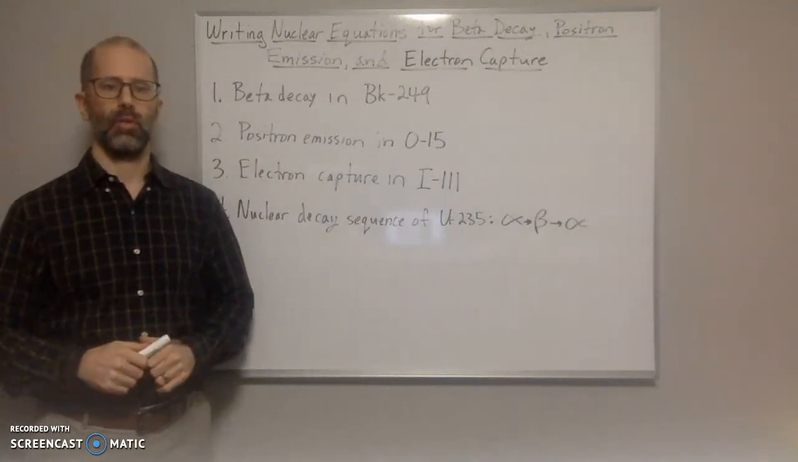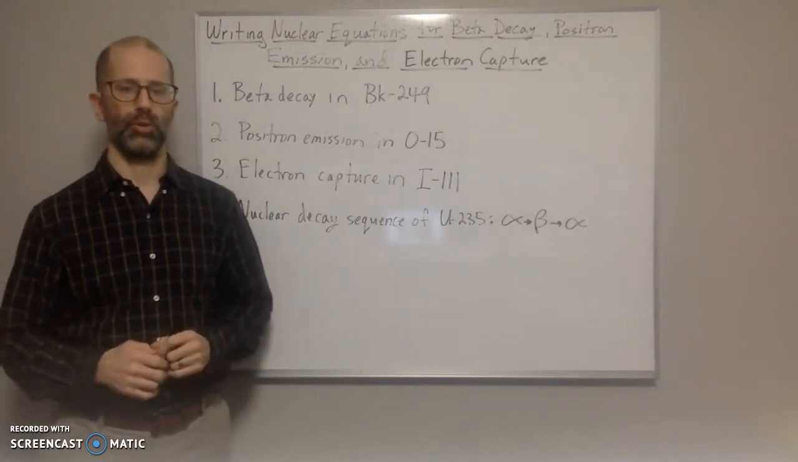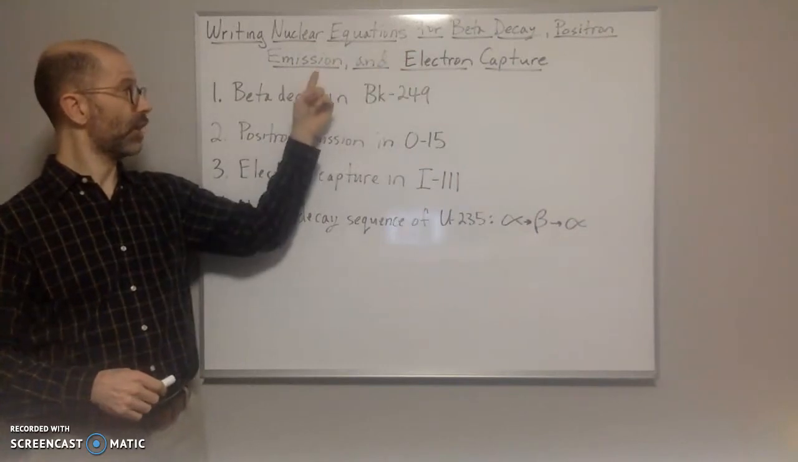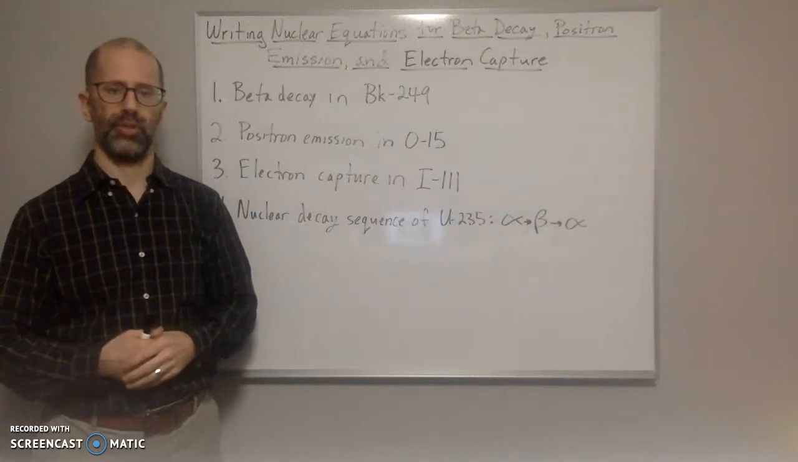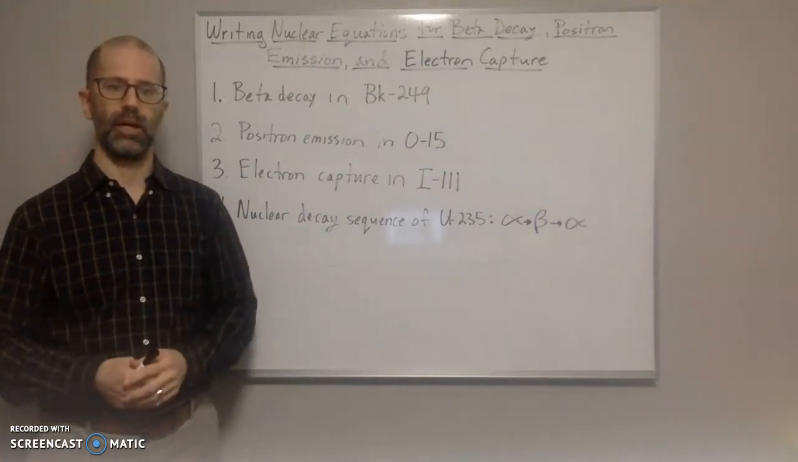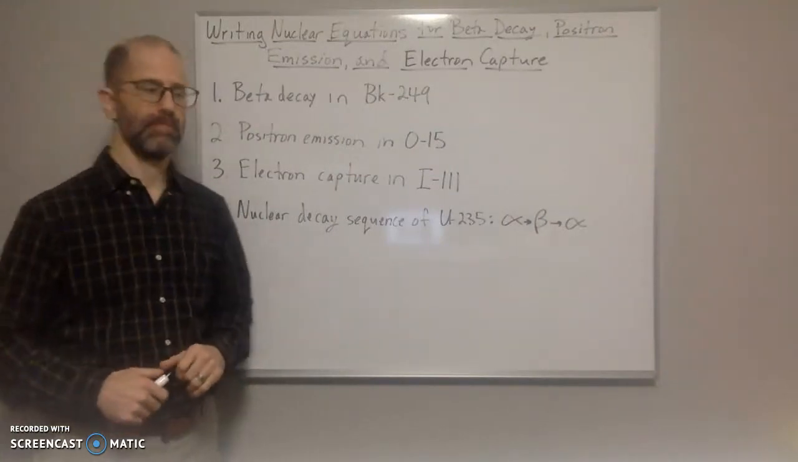My name is Mr. Cobalt, and in this video I'm going to be going over how to write nuclear equations for beta decay, positron emission, and electron capture. And I'm also going to do an example where you do a decay series and you figure out what the final isotope is. And so let's get started on the first one.